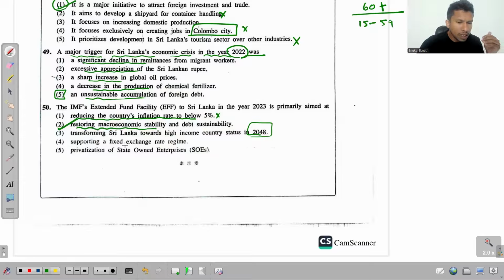Fourth one, supporting a fixed exchange rate regime. International organizations like the IMF support international trade. If they support international trade and the development of the economy, they will never support a fixed exchange rate regime. They always encourage floating. Right. Fifth one, privatization of state-owned enterprises. This is not the primary aim. The primary aim is the second one. So if you compare the two, second is the best option from the 5 options provided.